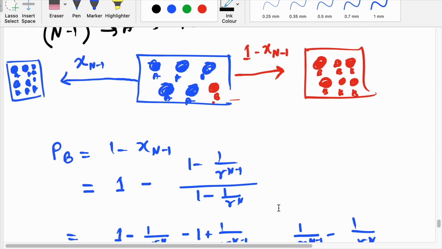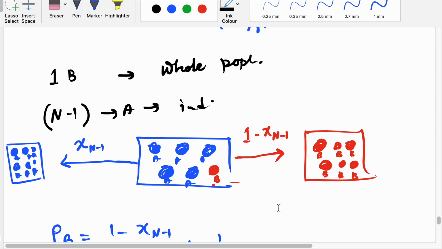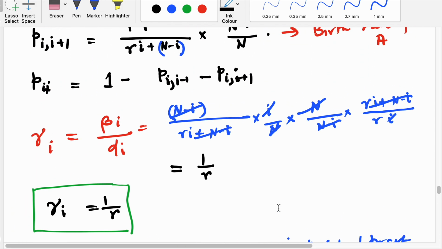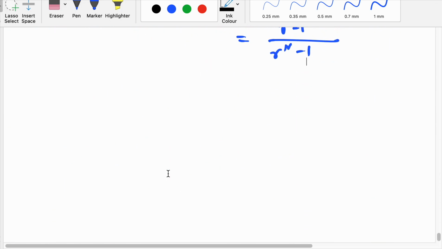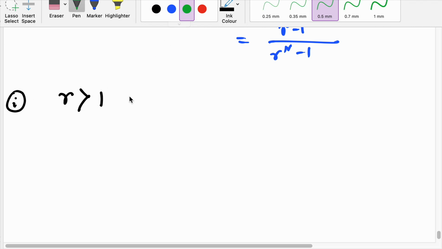Now let's go back to the infinitely large limit, because we know a known result. This equation tells us if the population is large, then from deterministic dynamics the population should go to the all a state with certainty, that means with probability 1, because the fitness of a is larger than b if r is greater than 1. Now suppose we are in the limit r greater than 1. Then what will be the fixation probability as n tends to infinity?